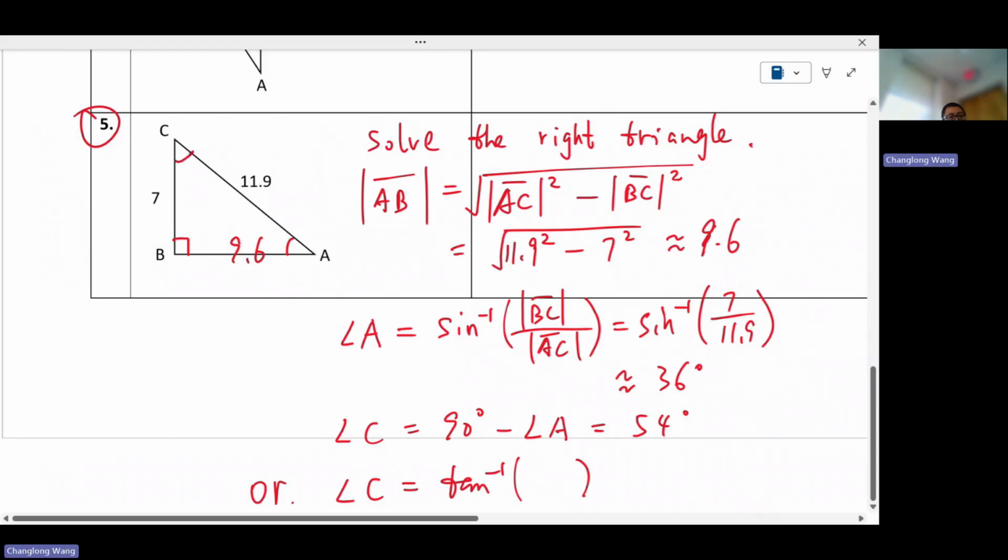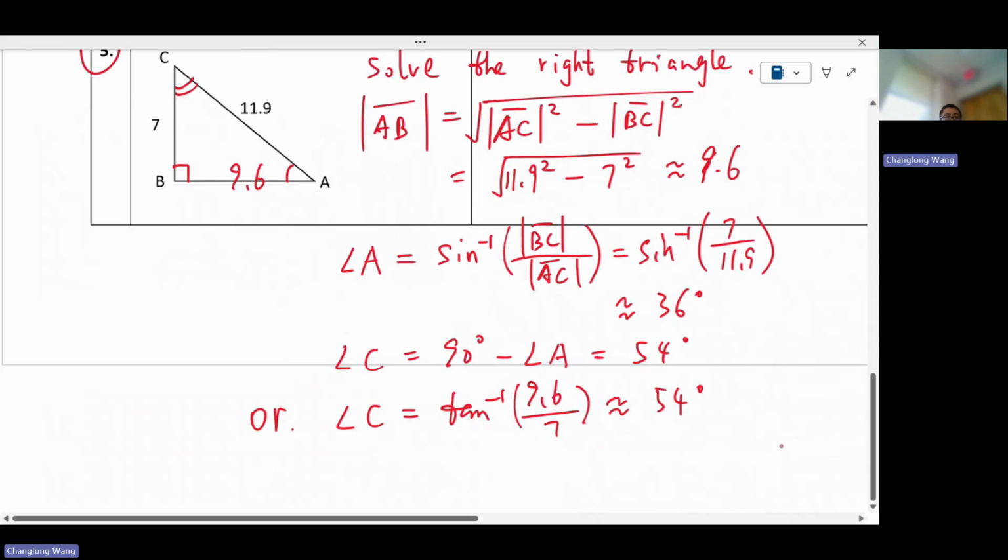Angle C is right there, right? So inverse tangent takes the ratio of tangent, right? Opposite over adjacent. So you're going to have to look for the opposite of angle C, which is 9.6, right? The adjacent is 7. So you do 9.6 over 7. And I'm sure that you're going to get something close to 54 degrees, right?